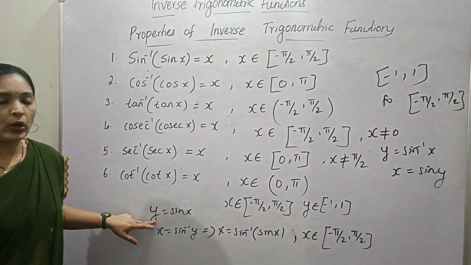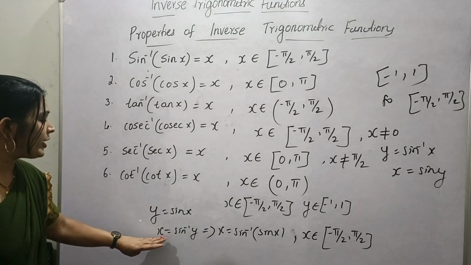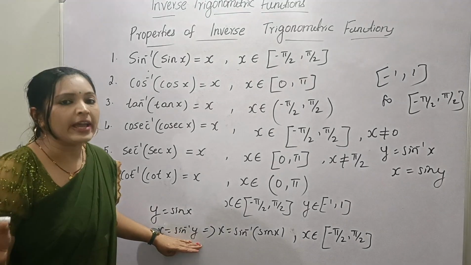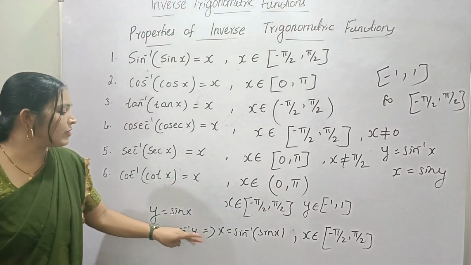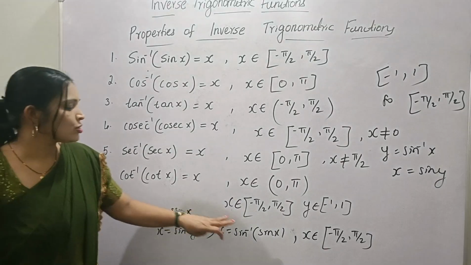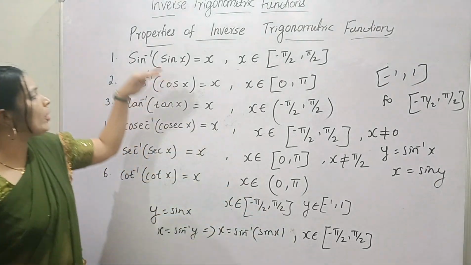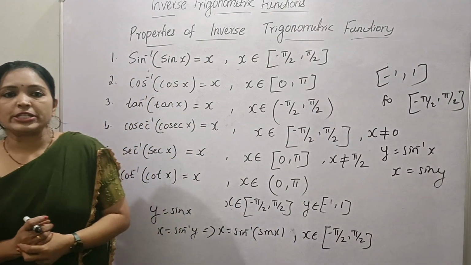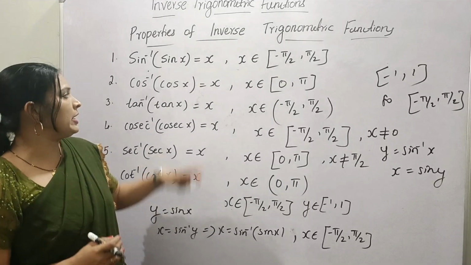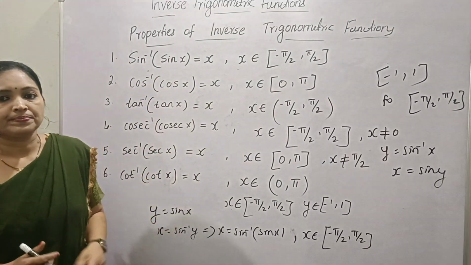And y is nothing but an element of the range. Okay, so here we have got x is equal to sine inverse y. Since y equals sine x is an invertible function, that implies x is equal to sine inverse of y, which is nothing but sine x. So sine inverse of sine x. So we have got sine inverse of sine x is equal to x. Here x belongs to the closed interval minus pi by 2 to pi by 2. Similarly, we can prove others.